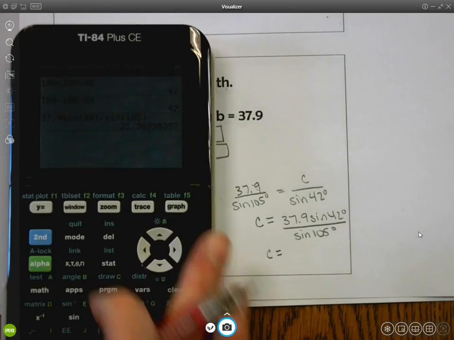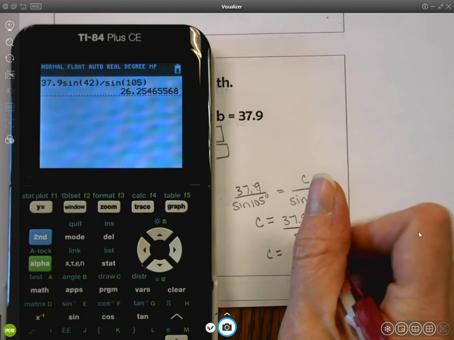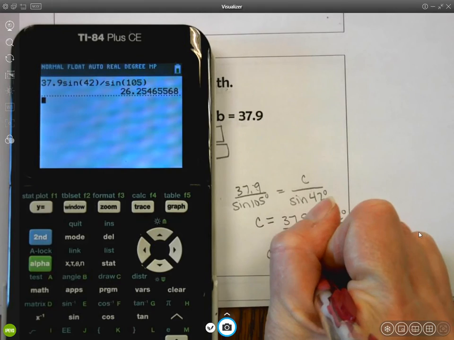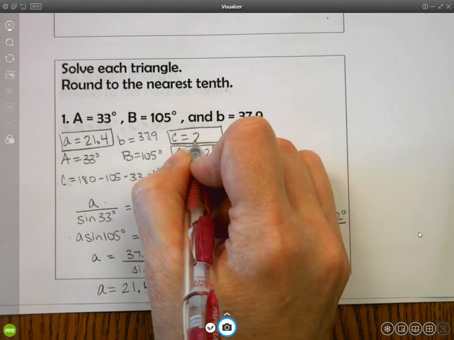If you need to write every step, that's okay. If you can skip that step, that is okay. All right, so in our calculator, we have 37.9 sine of 42, close parentheses, divide by sine of 105. And we get 26.3 if I round to the tenths place. All right.